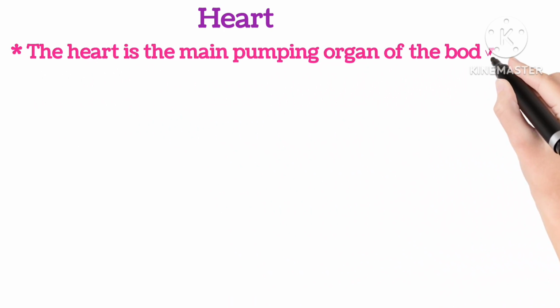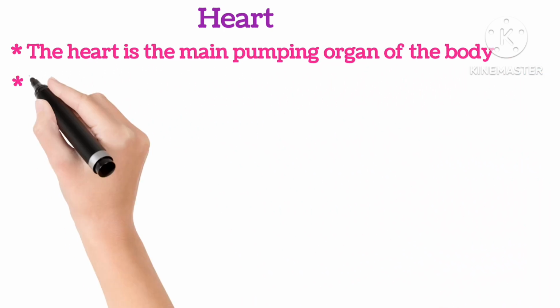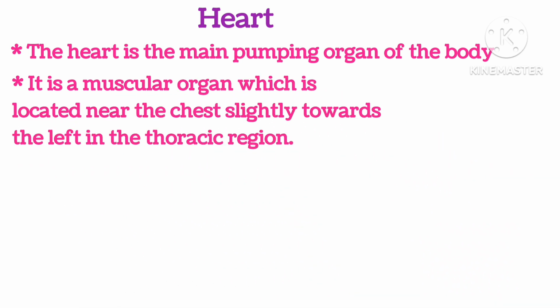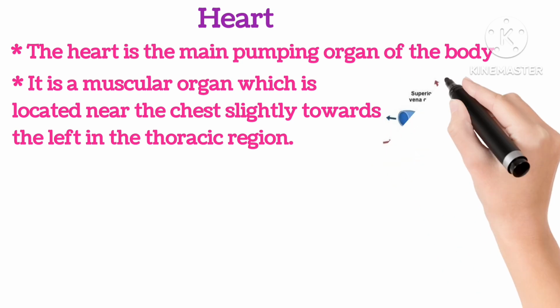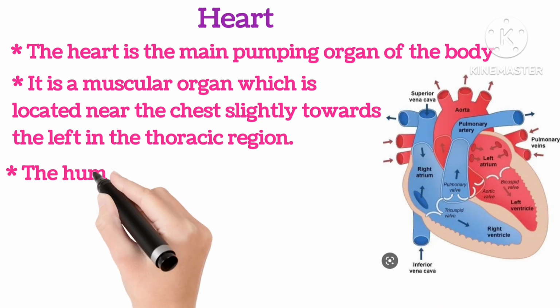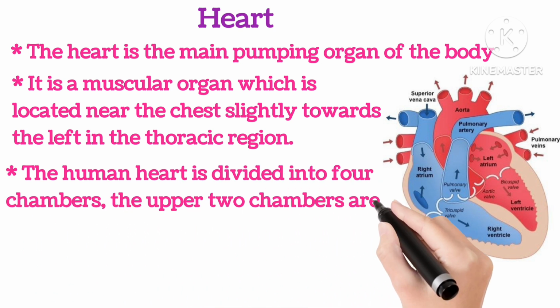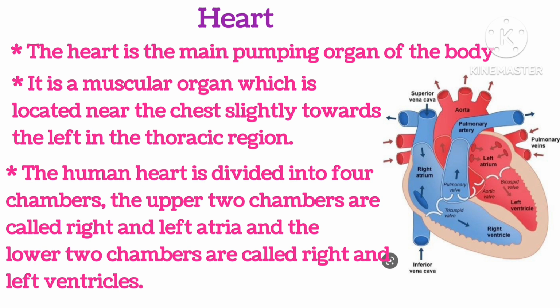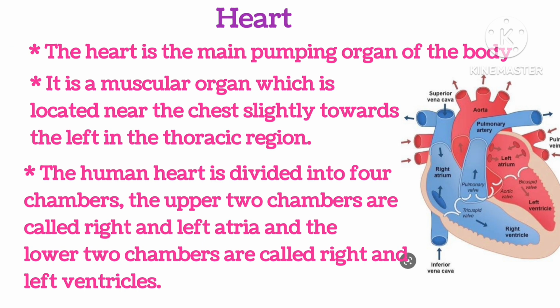Heart. The heart is the main pumping organ of the body. It is a muscular organ which is located near the chest, slightly towards the left in the thoracic region. You can see the picture of heart here. Human heart is divided into 4 chambers. The upper 2 chambers are called right and left atria and the lower 2 chambers are right and left ventricles.